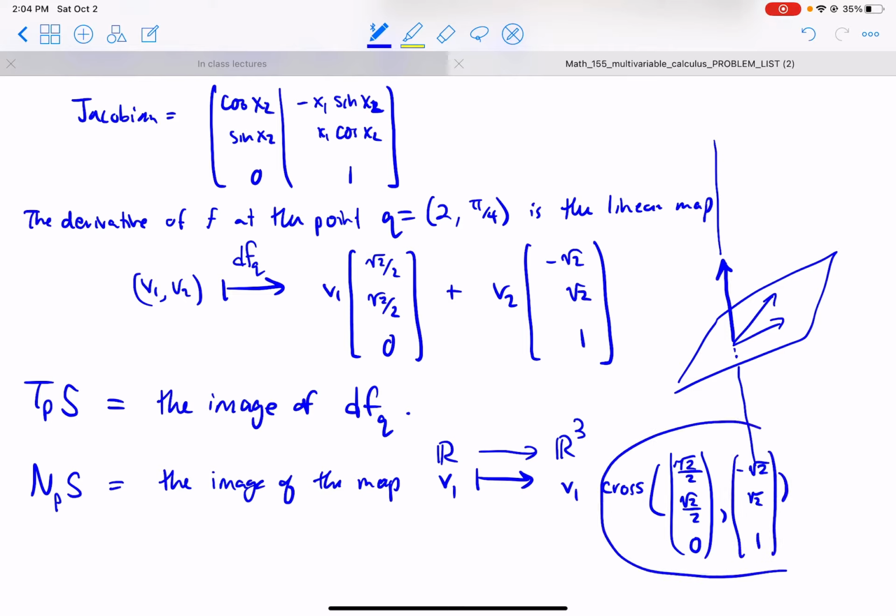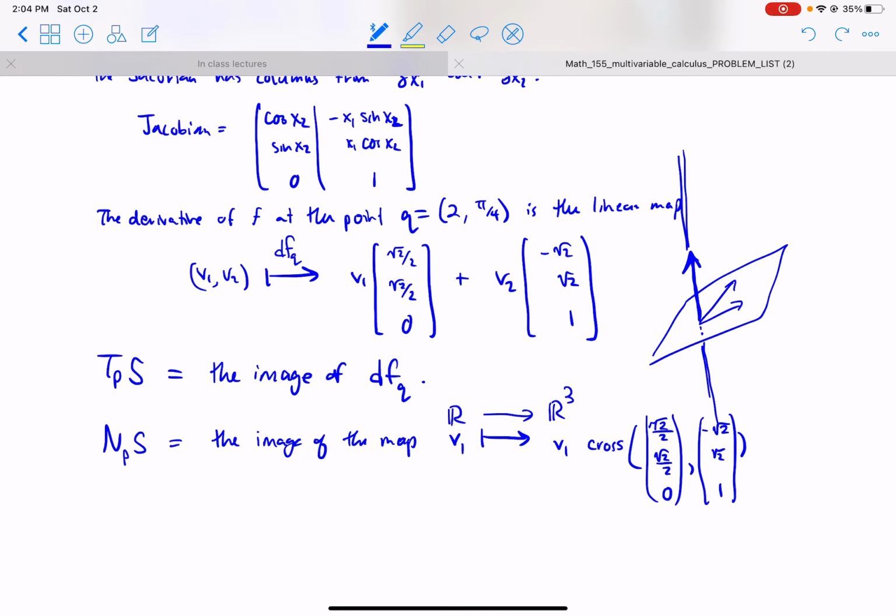And the cross product of these two vectors gives me a new vector. Here it is in the picture. And I just take all multiples of that vector, which fill out a line. That is the image of this map, sending R to R3, giving a line inside of R3. And that is the end.